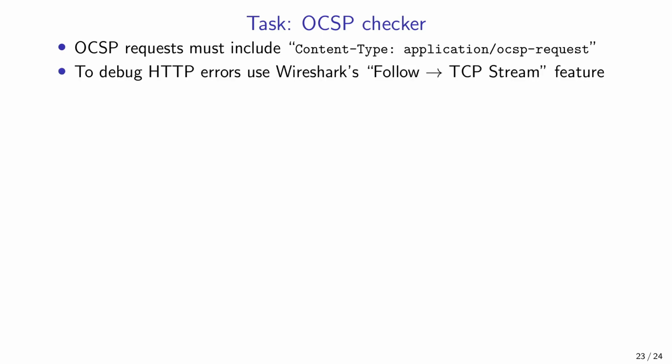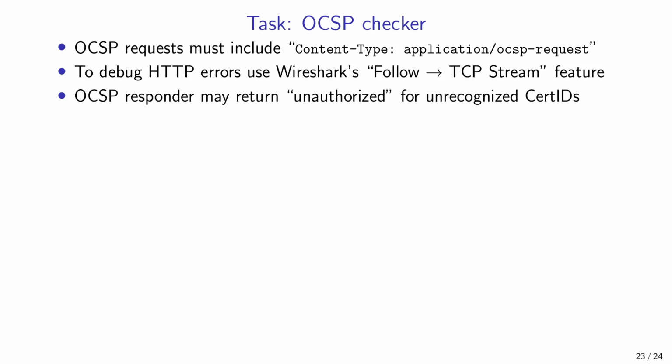To debug HTTP errors, use Wireshark's Follow TCP Stream feature. If you get an HTTP error from the server, the problem is not in your OCSP request, but in your HTTP request. Use this feature to verify that what you think is sent to the server is actually the bytes that are sent to the server.